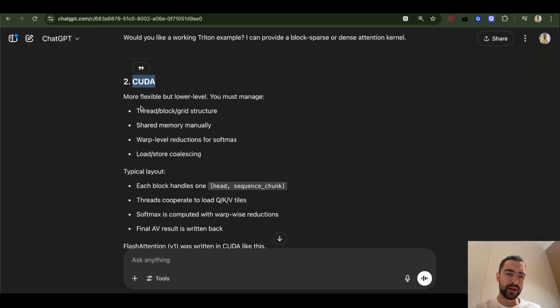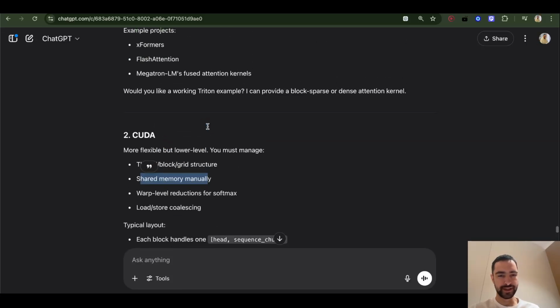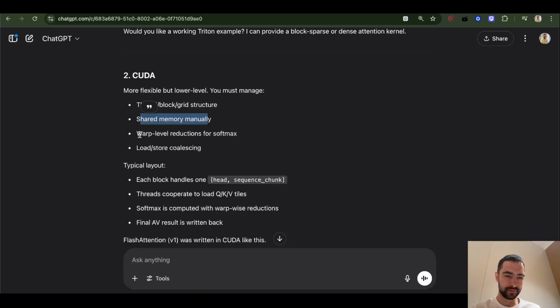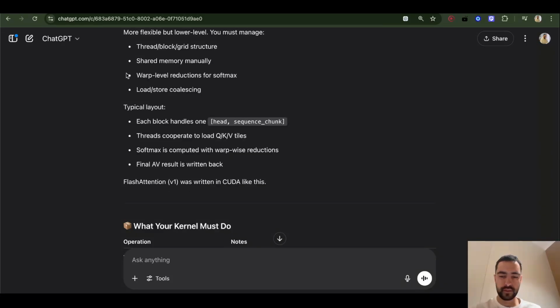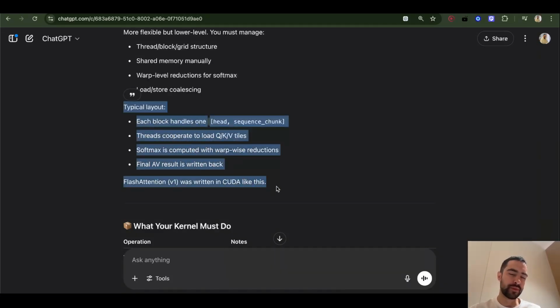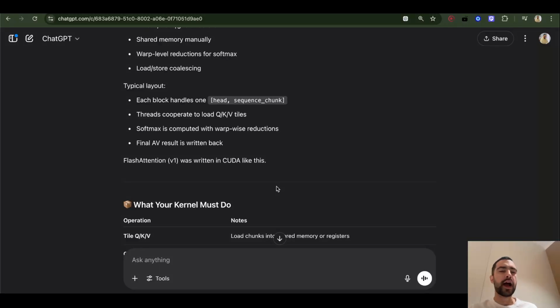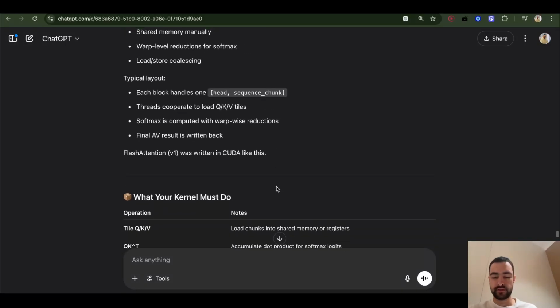So CUDA is more flexible but lower level. You must manage the thread block grid structure and shared memory manually, which is done automatically in Triton. Also warp level reductions for softmax and load store coalescing. I've never heard of this word, but anyway, it's more manual for a bit more performance. I recommend using just Triton.